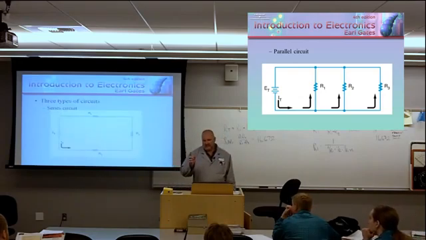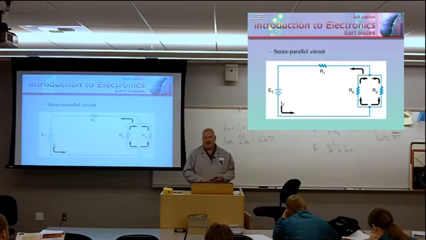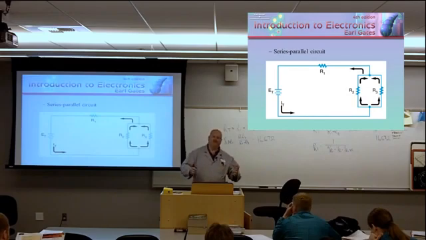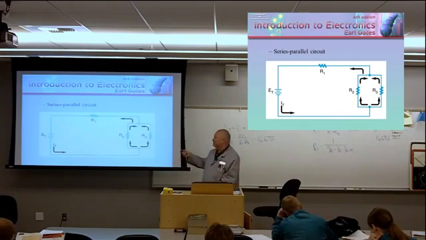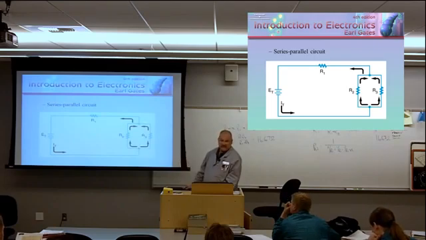Series circuit, current's constant. Series circuit, also known as a voltage divider. Parallel circuit, voltage is constant, also known as a current divider. Complex circuit, well, that's got both going on. I've got current division going on here in my parallel network, and I've got voltage division going on here between this resistor and this resistance.